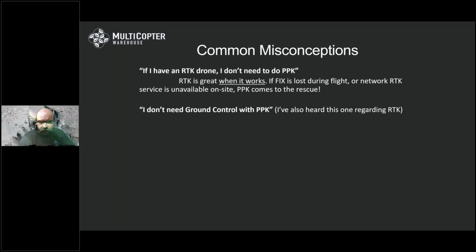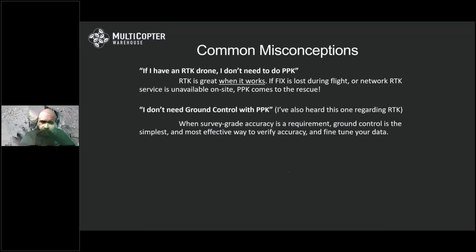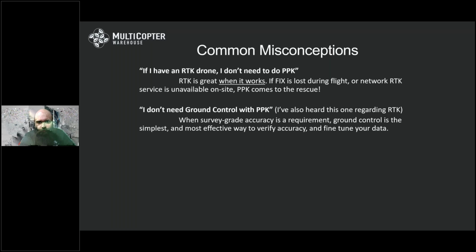I've also seen some rumors floating around that you do not need ground control when you're working with PPK. I've heard this about RTK too, and you may trust your workflow well enough eventually to ditch it, but in general, I can never really recommend going without ground control points for RTK or PPK when survey grade accuracy is a requirement. Ground control is just the simplest and most effective way we can verify our accuracies and also fine tune our data.